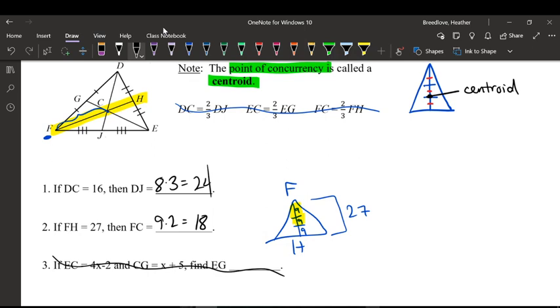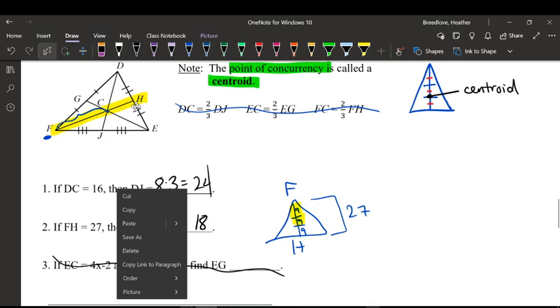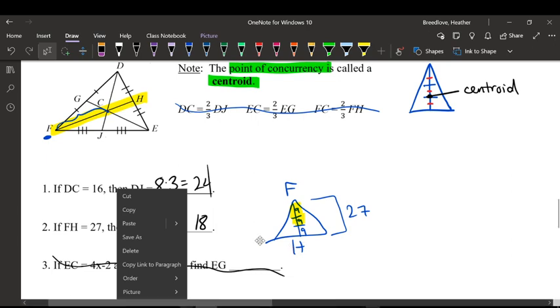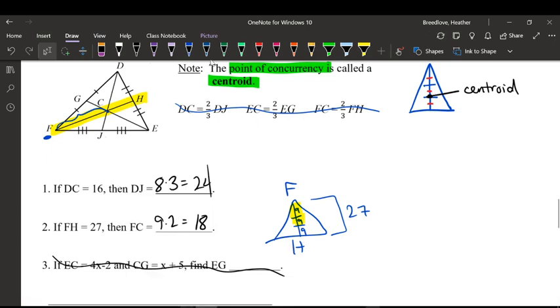It could have asked me, what is CH? If that same one said, what is CH? CH is from the centroid to H, to the side, so that would just be 9. So if it's asking for the part closer to the side, that's one of the sections, and one of the sections is just 9. The part closer to the angle is 2 of the sections. The entire thing is 3 sections.